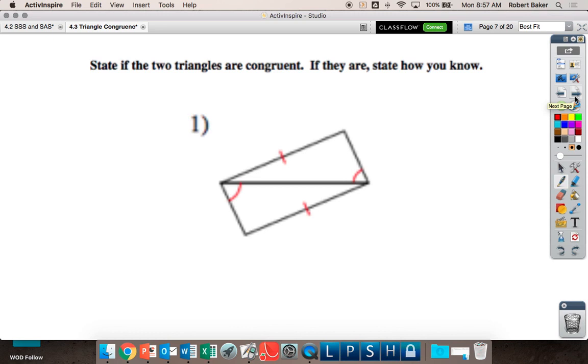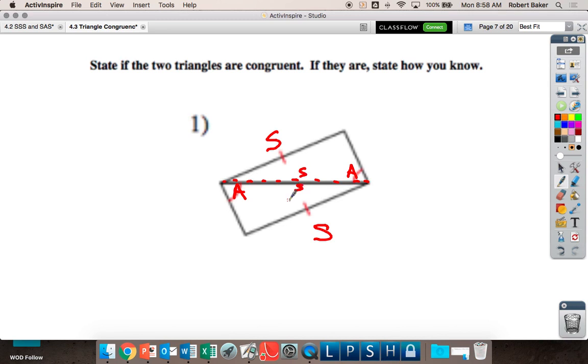So do you think those two triangles are congruent? This is kind of like your classwork we did on Friday. Yes or no? Mark what you have before you make any guesses. You have a side congruent to a side. What else do you have? An angle congruent to an angle. What else do you have? You have this side that's congruent to itself.